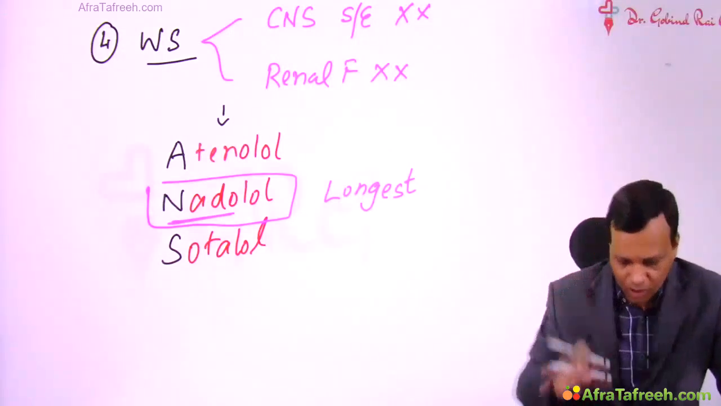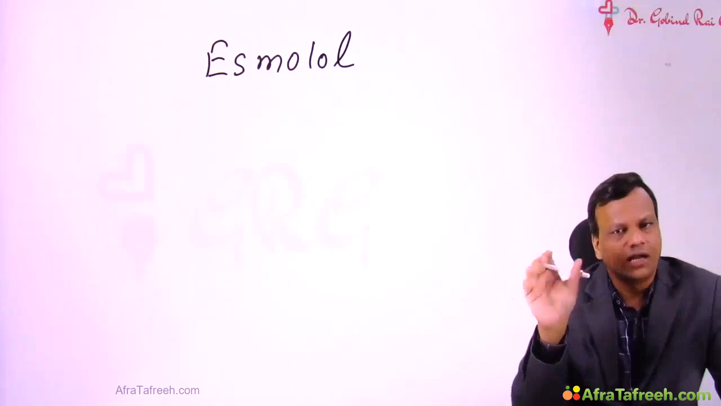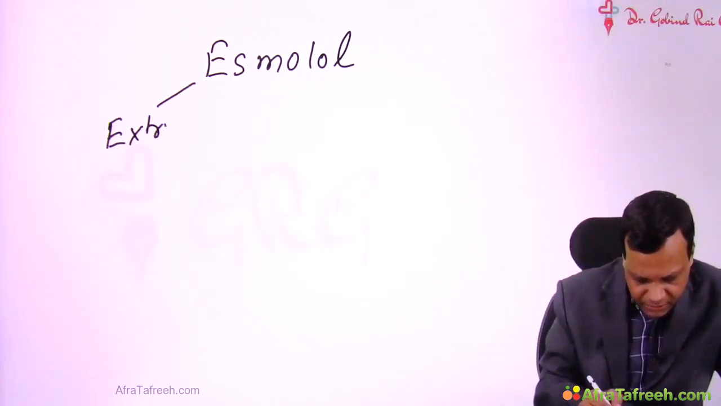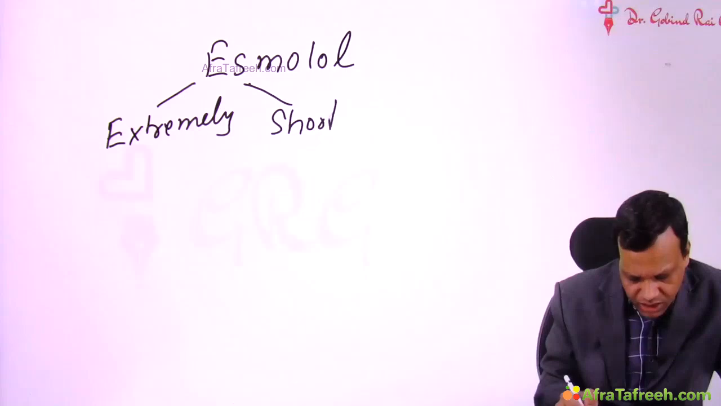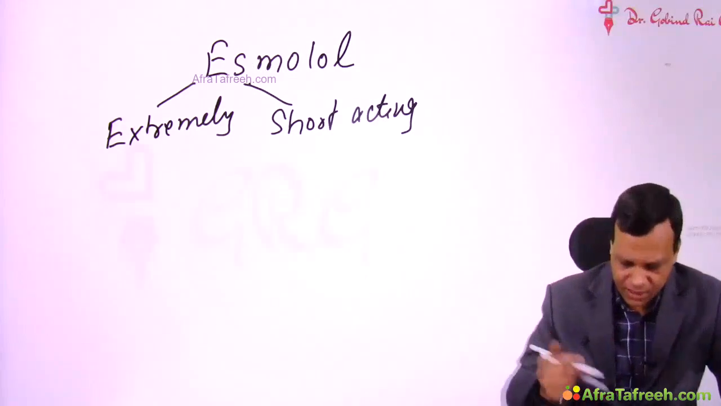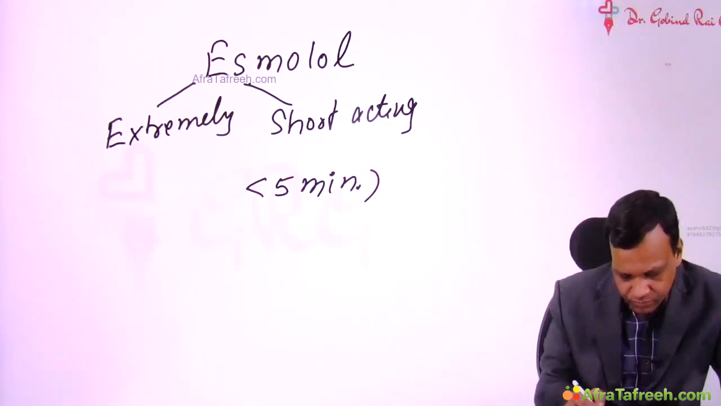So which beta blocker is shortest acting? Esmolol is the shortest acting beta blocker, and you can remember from the name itself: E for extremely, S for short acting. So extremely short acting beta blocker is esmolol. And how short acting is it? Its action remains for less than 5 minutes.